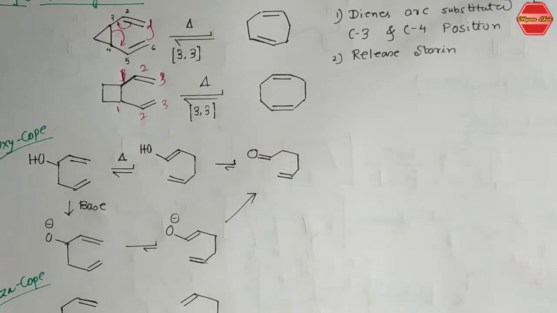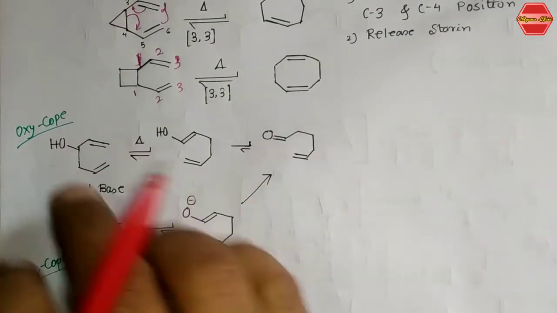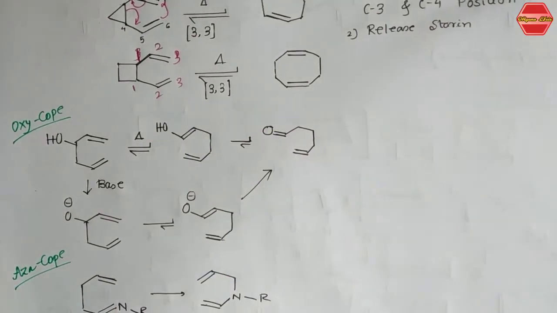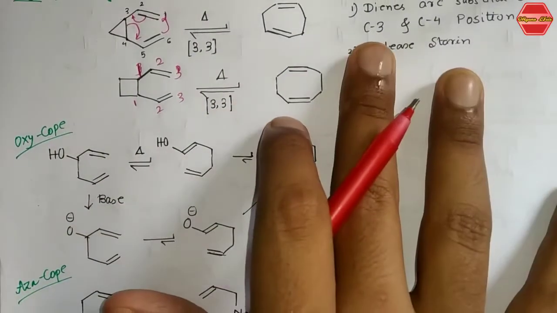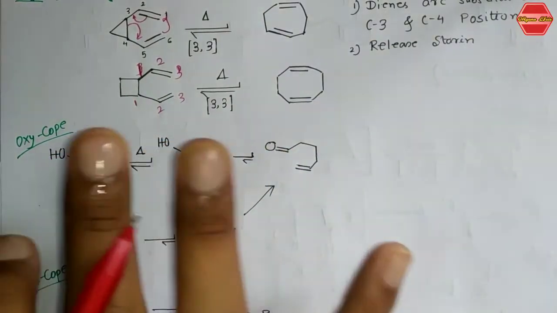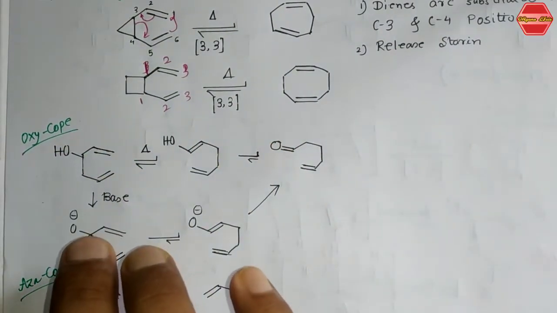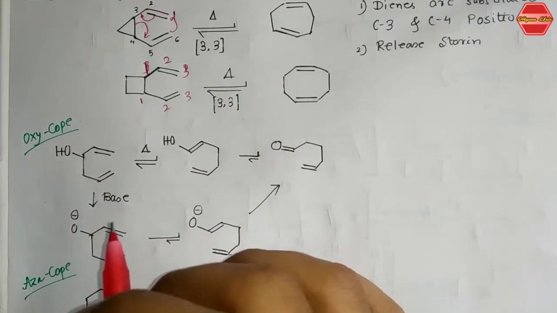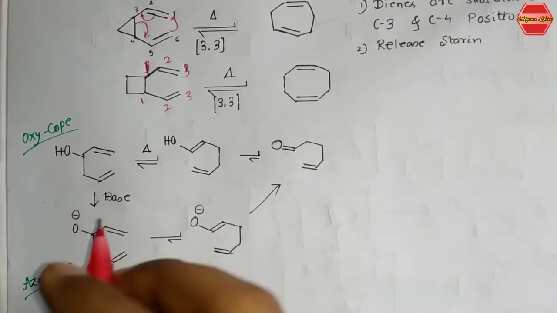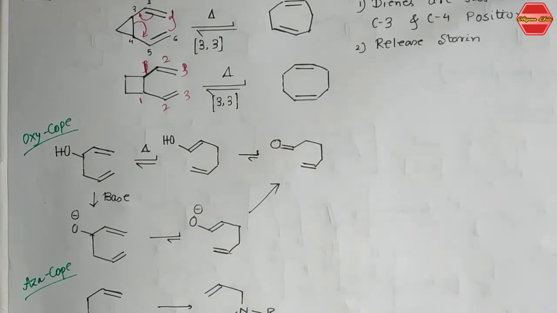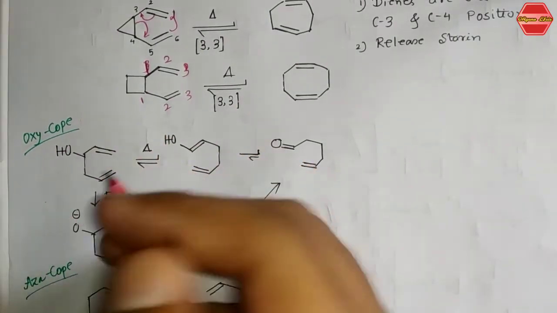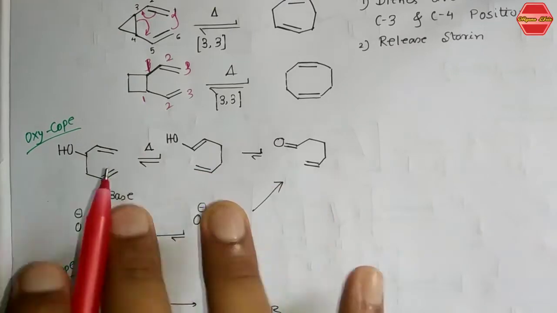One is the Oxy Cope, and another is the Aza Cope. At first you have to know what the Oxy Cope is. If you know the Cope rearrangement, the Oxy Cope is not so difficult. Two different kinds of Oxy Cope take place: one is the simple Oxy Cope, and another is the anionic Oxy Cope. What is Oxy and what is anionic Oxy, you will find out here.